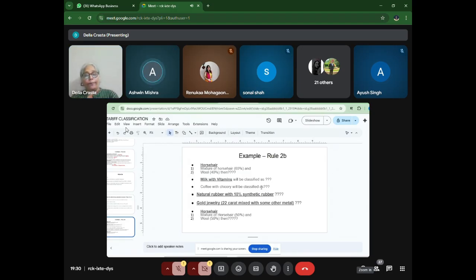Rule number 3. So then you have to automatically go to the next rule. Rule 1, rule 2, rule 3, rule 4, they have to be applied in a sequence. They are not to be applied randomly. If rule 1 fails, then rule 2. If rule 2 fails, then rule 3. If rule 3 fails, then only rule 4. Got it? So these four, rule 1 to rule 4, have to be applied in a sequential order.